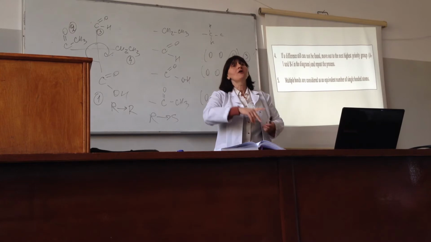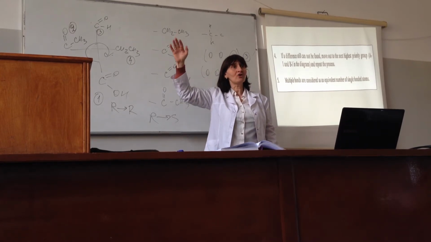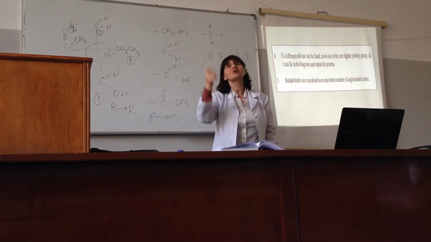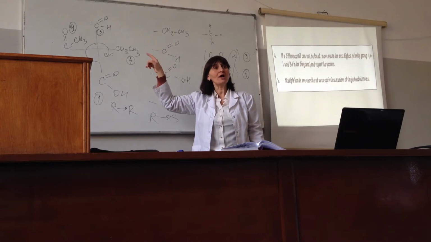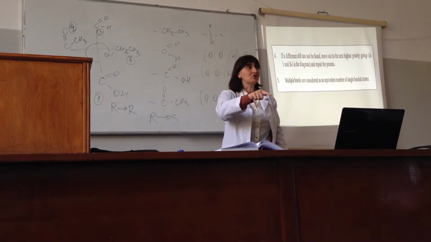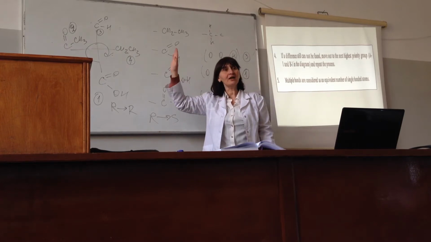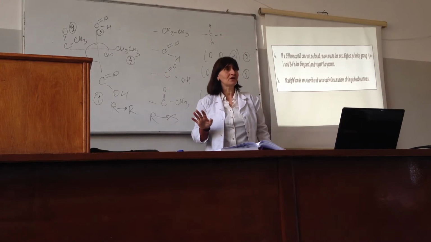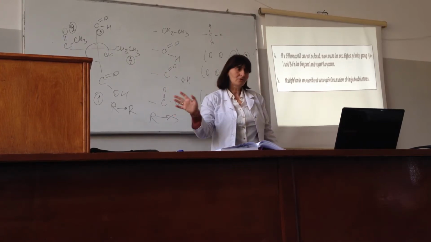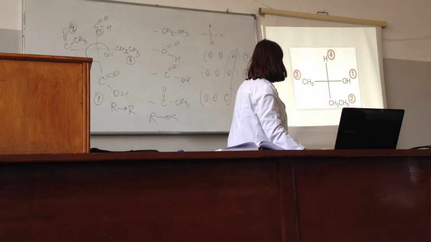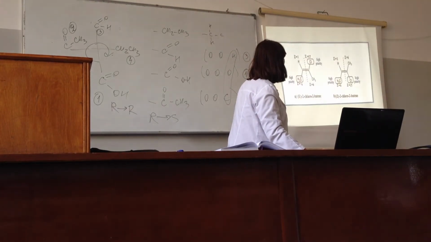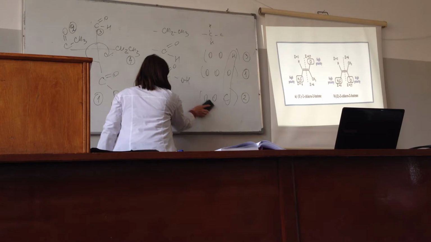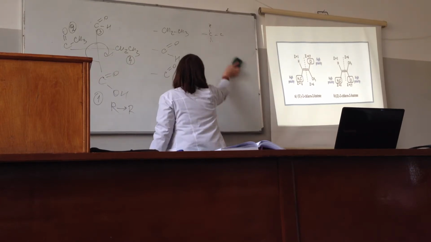You understand? So, the first step is determination of priorities. The next step is determination of configuration. After that, look at the lowest group. If it is on the horizontal line, you have to change. If your lowest group is on the vertical line, you don't have to change. You have the same absolute configuration. Got it. Okay. Now, what about compounds?